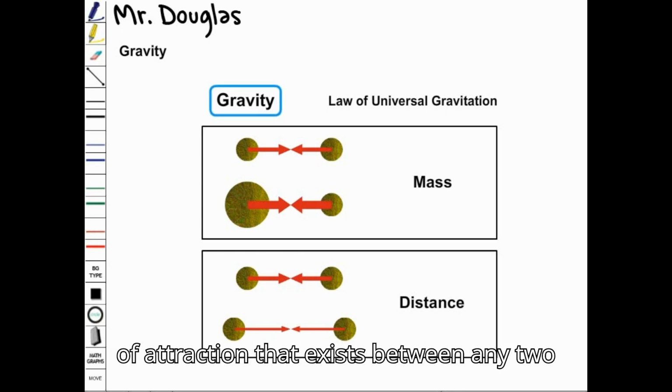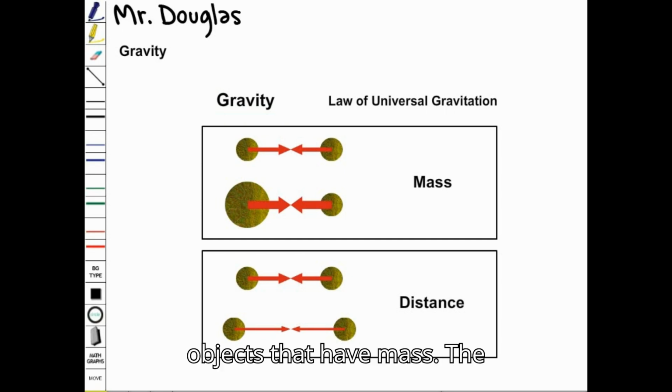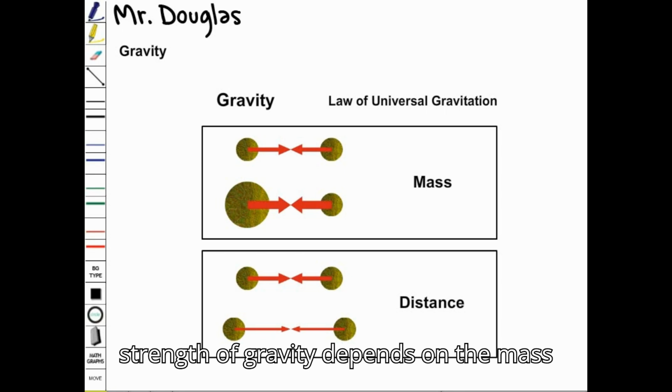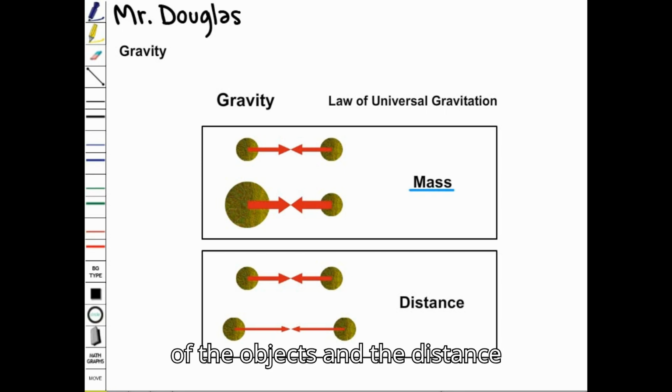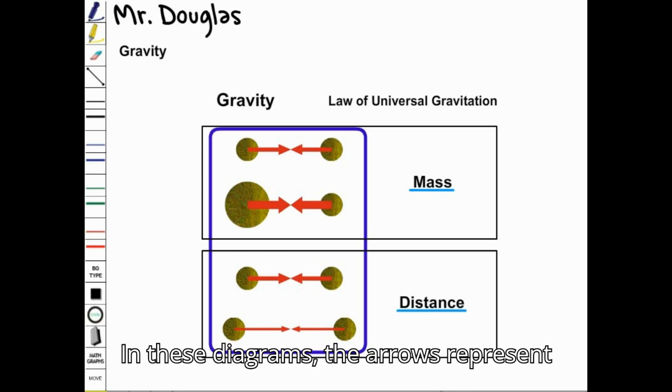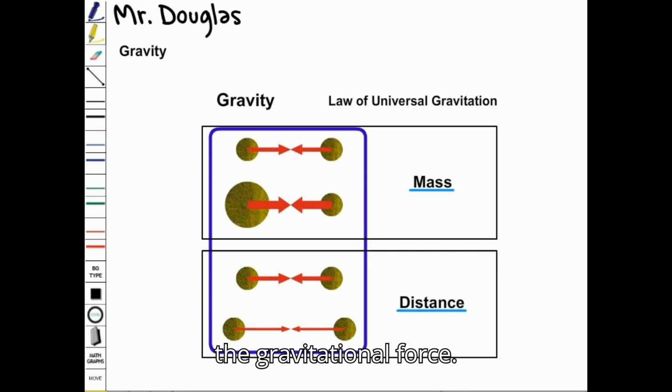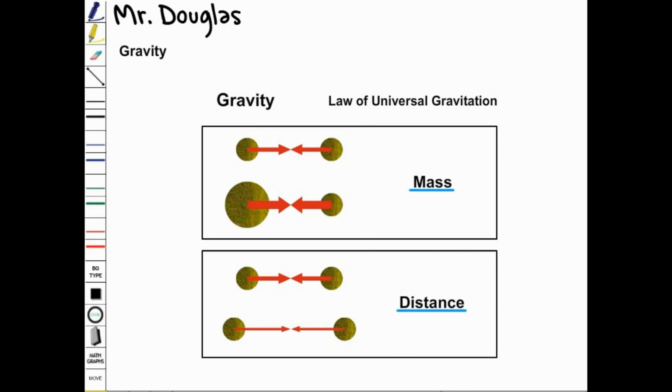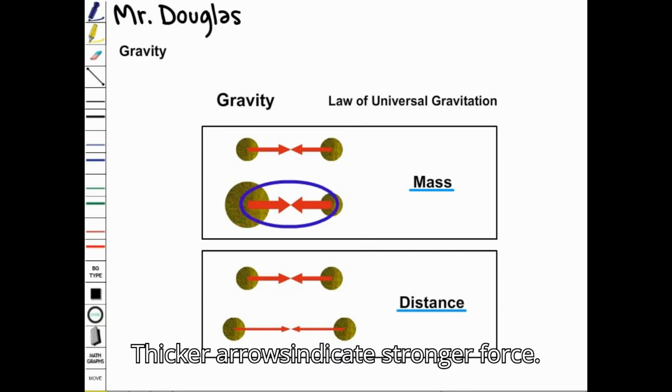Gravity is a force of attraction that exists between any two objects that have mass. The strength of gravity depends on the mass of the objects and the distance between them. In these diagrams, the arrows represent the gravitational force. Thicker arrows indicate stronger force.